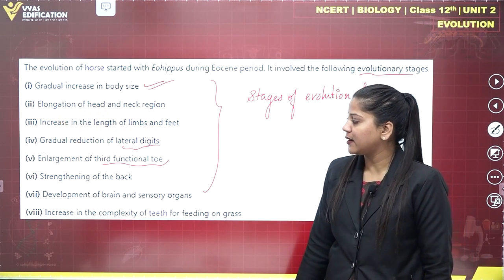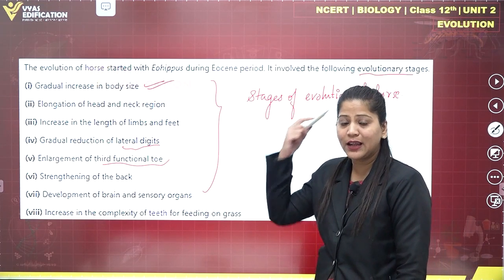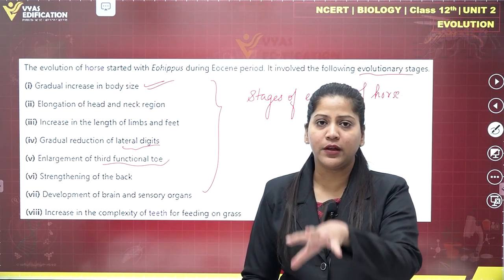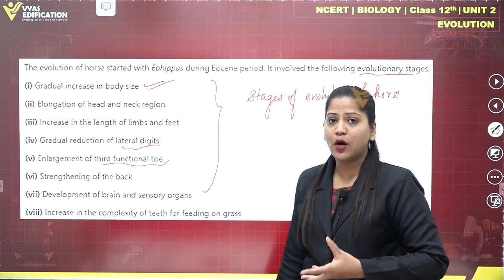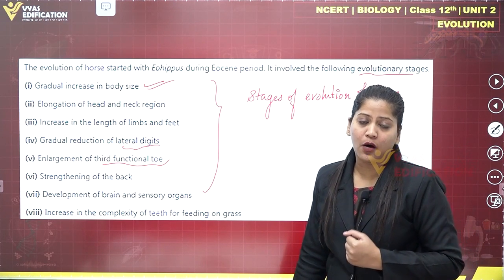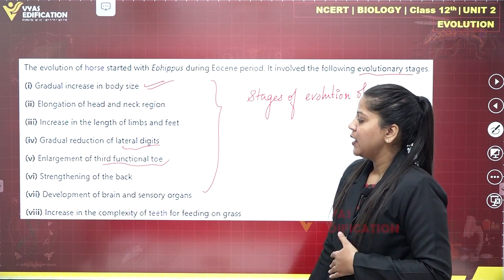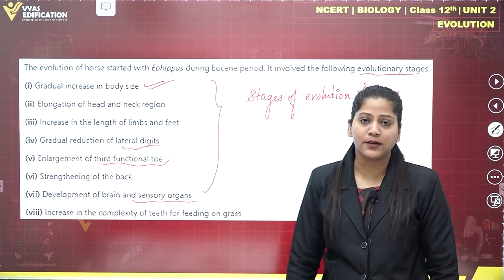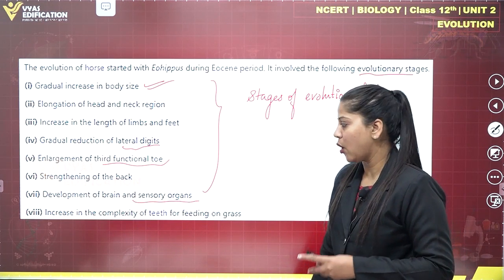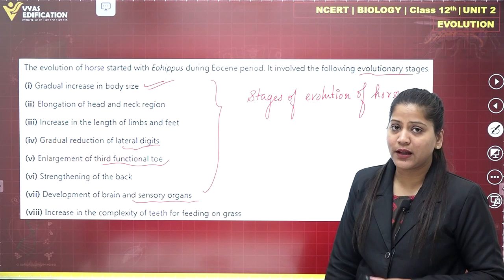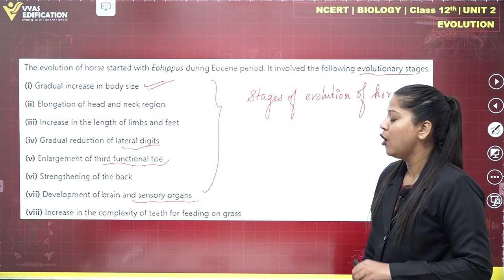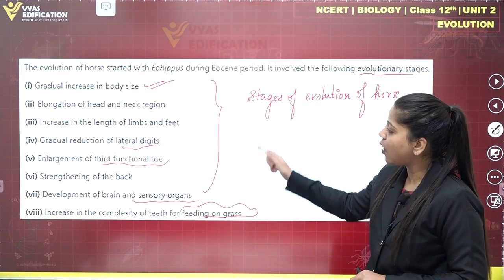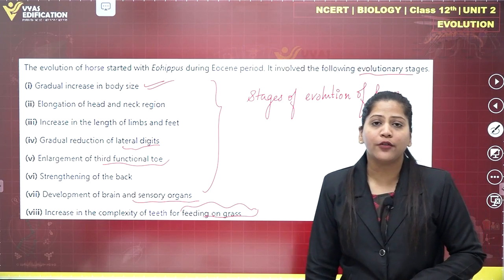Then the next is strengthening of the back, so we can ride the horse. We can sit on the horse, right? We ride the horse, so strengthening of the back of horses has been seen. Then the next stage is development of brain and sensory organs. Then the last stage is increase in the complexity of teeth for feeding on grasses, right? So these all are the stages of evolution of horses.